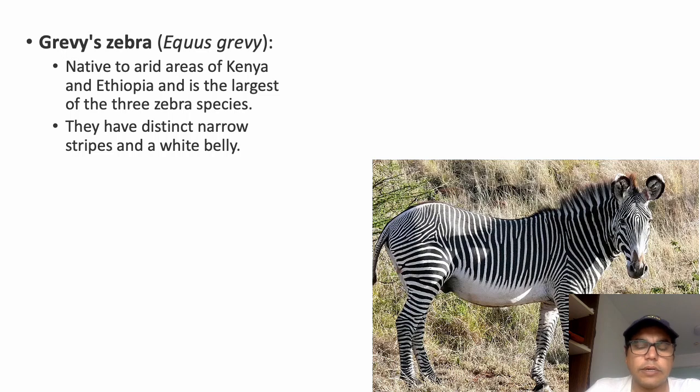Now, as we have discussed, the zebra is included in the equines, so it's a wild animal. This is another species of the equines, the Grevy's zebra or Equus grevyi, native to Kenya and Ethiopia. Among the zebra species which we are going to discuss now, this is the largest one.